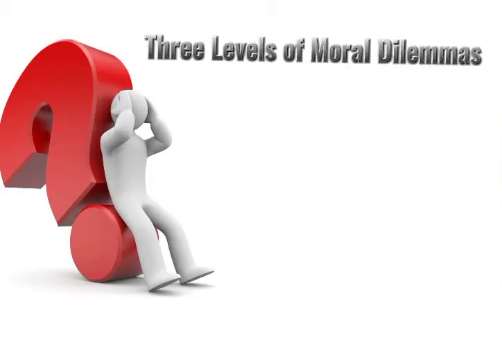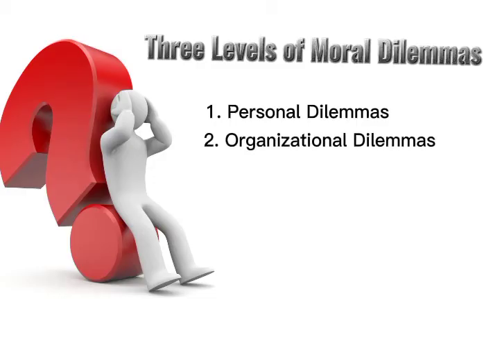There are three levels of moral dilemmas. First, personal dilemmas. The second one, organizational dilemmas. And the third one, structural dilemmas. To understand the three levels of moral dilemmas, let us watch this video.